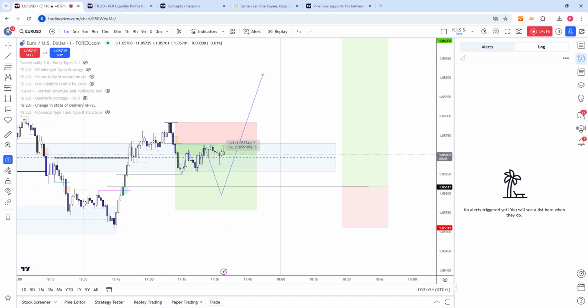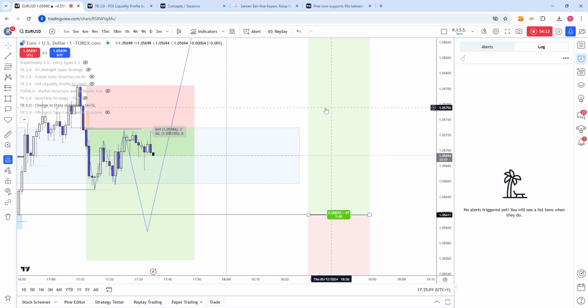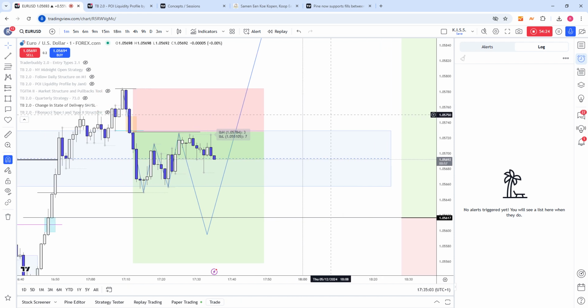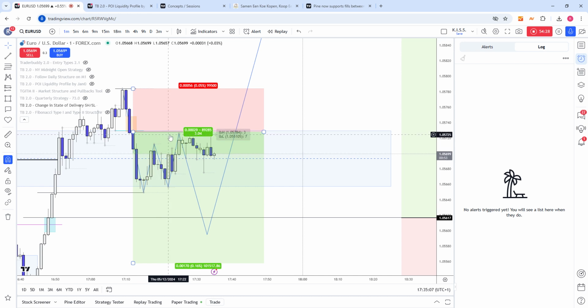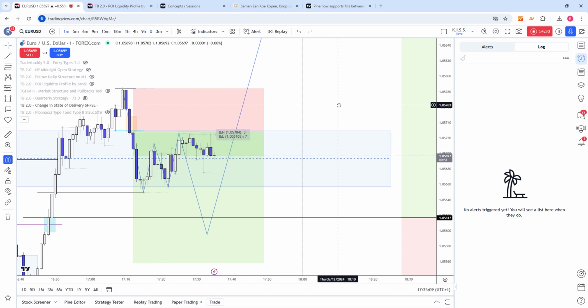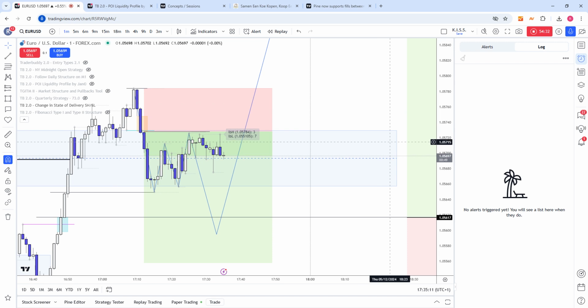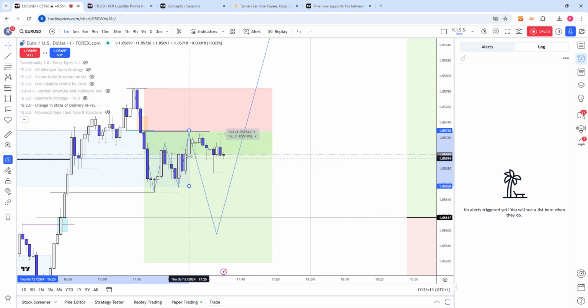Almost there. Okay, well, they keep us in suspense. Why they do not want to trade to this level, I don't know, but they don't. It's the top of the breaker.